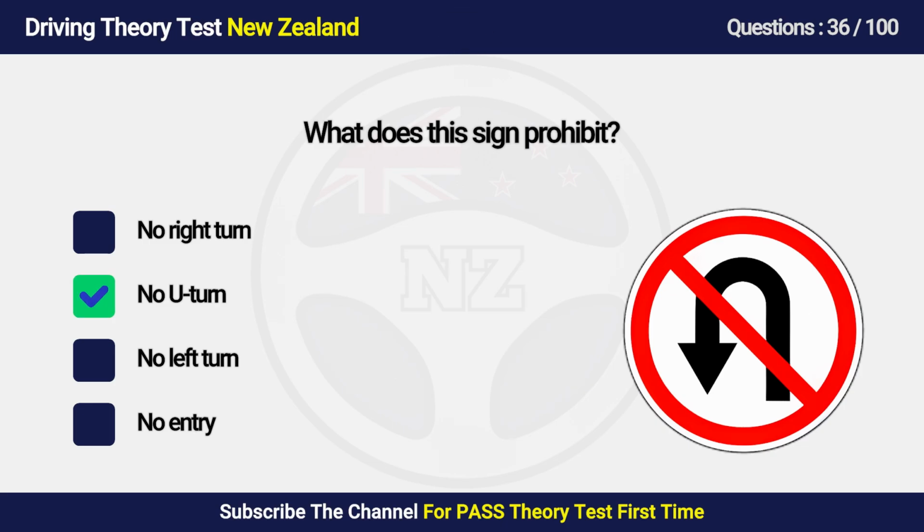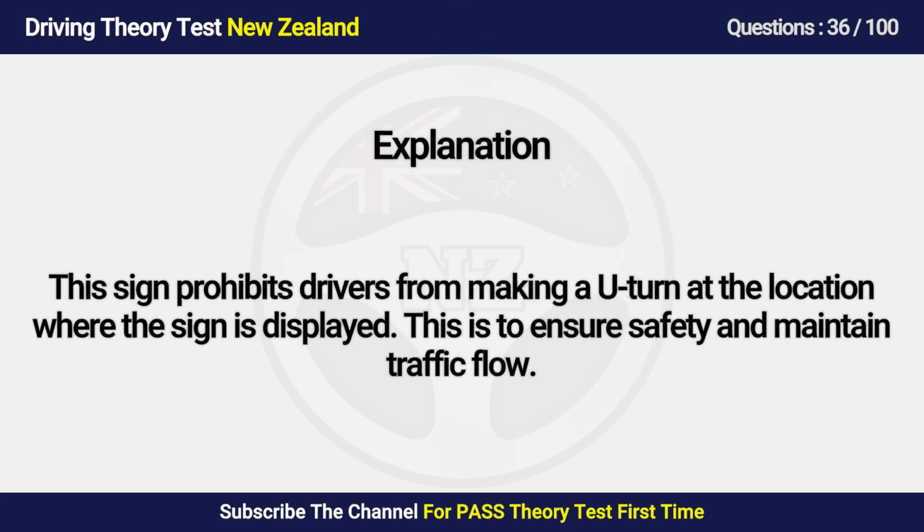Answer is B. No U-turn. This sign prohibits drivers from making a U-turn at the location where the sign is displayed. This is to ensure safety and maintain traffic flow.